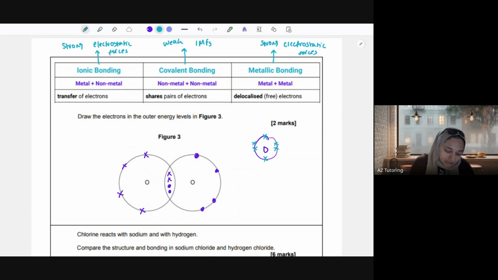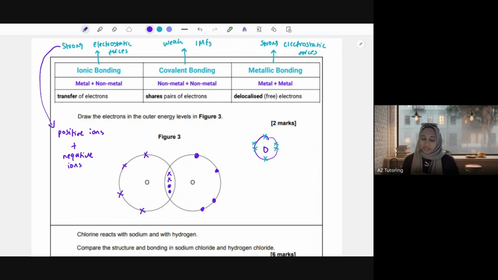What you need to also be careful of is where the electrostatic forces are between. So remember, electrostatic forces are between something positive and something negative because they're attracting together. Think a bit of physics, like magnets attracting to each other. Here in ionic bonding, the strong electrostatic forces are between the positive metal ions and the negative non-metal ions. So that's where your strong electrostatic forces are between.